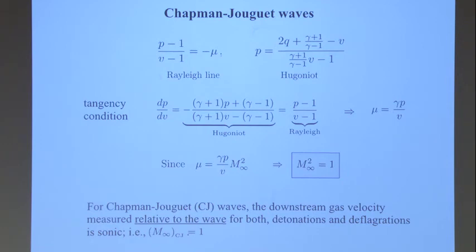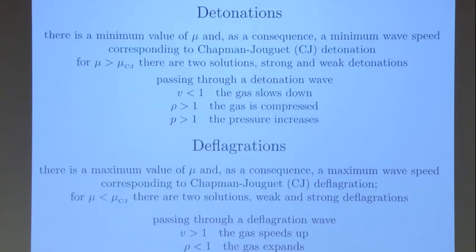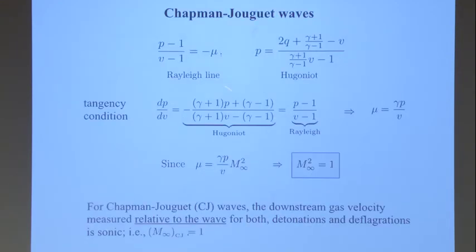Remember, it's relative to the wave. Okay. Once you have written that, once you have obtained this, you can also use this relation together with the Rayleigh line and the Hugoniot. In other words, now you have three equations, but you have three unknowns, but you can solve clearly for either P or V from this relation.